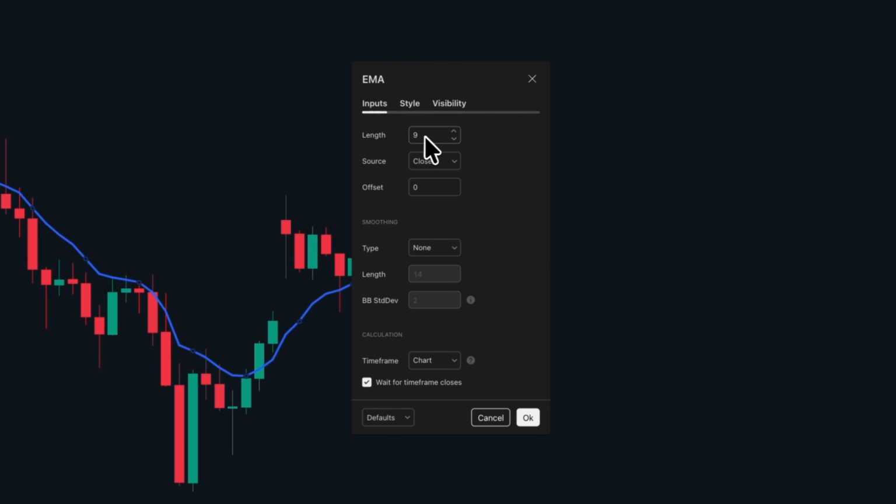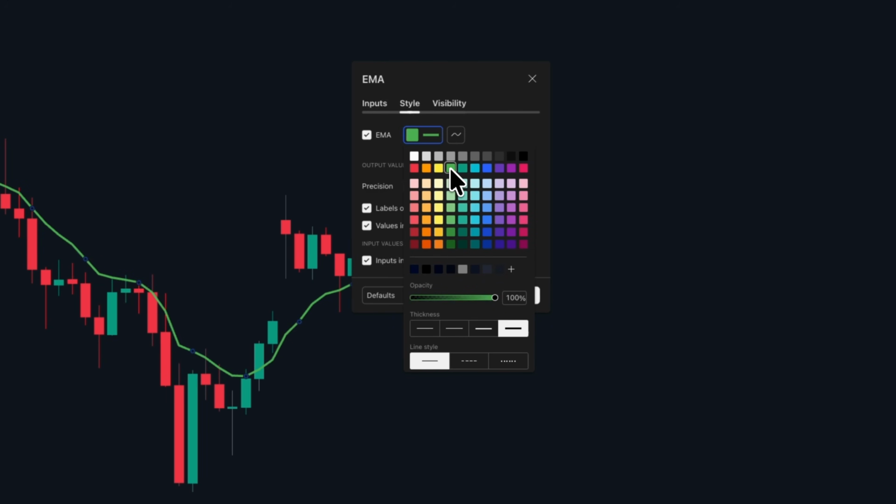Next, double-click on the first line to open its settings, and you will see the length is already set to 9. That is the default on TradingView, and 9 is one of the most widely used fast EMA settings among short-term traders, so we leave it exactly as it is. Then go to the Style tab and set the color to green.